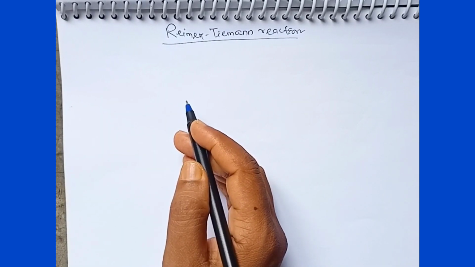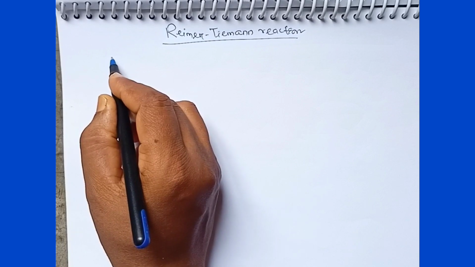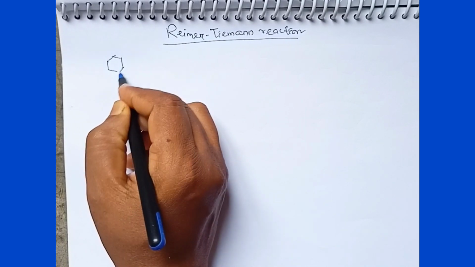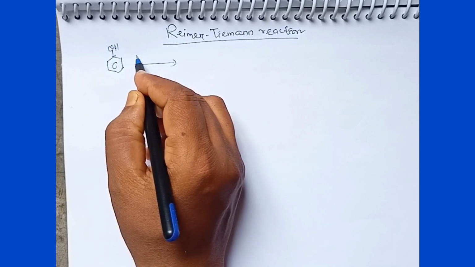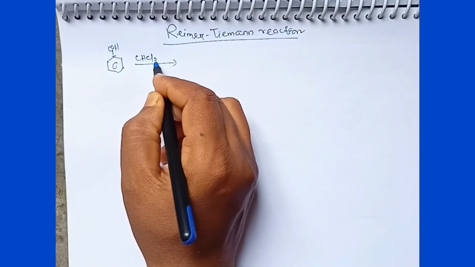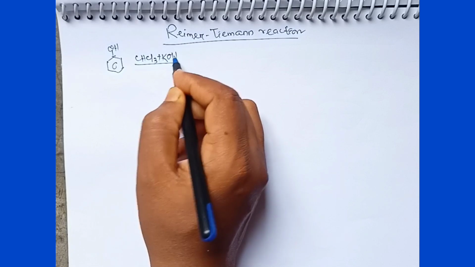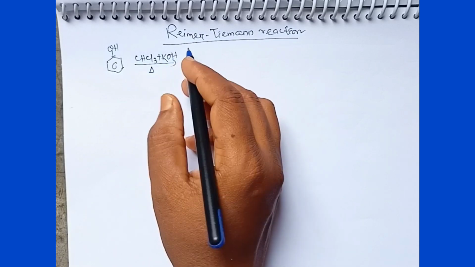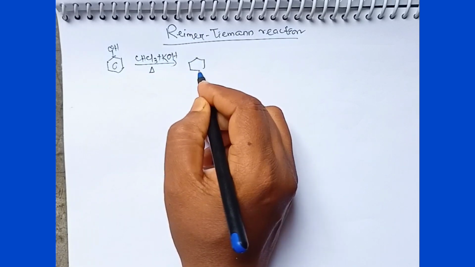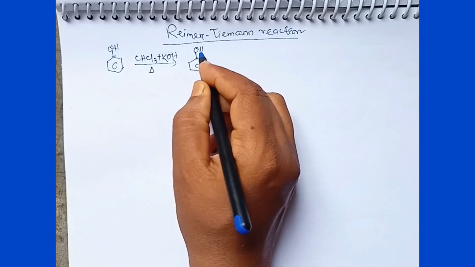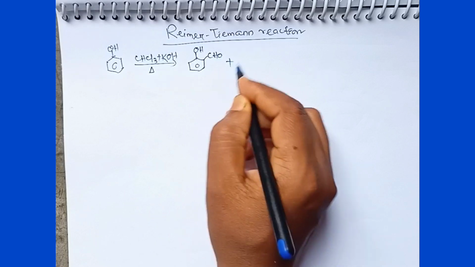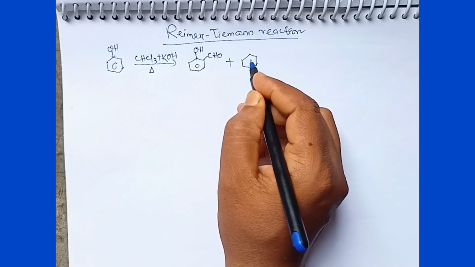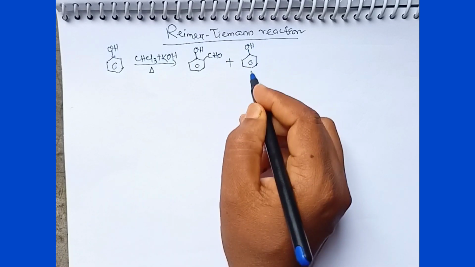We'll start our discussion about the Reimer-Tiemann reaction. Phenol undergoes the Reimer-Tiemann reaction in the presence of chloroform and KOH on heating. It will form salicylaldehyde. We are getting a mixture of salicylaldehydes.